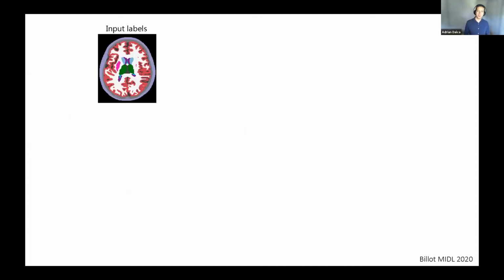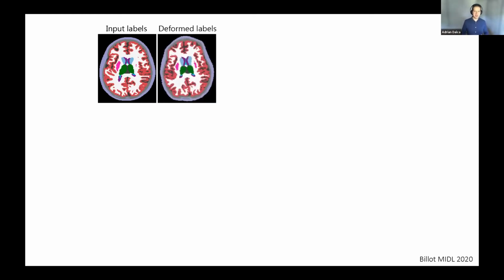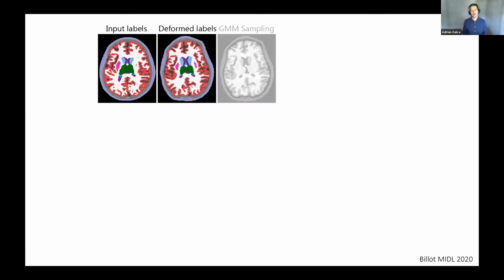Here's what we start with. We start with label maps. So we don't require any real images at all, okay? We're just going to start with label maps. And the idea here is we're going to use these label maps to generate a world of synthetic data that is unbiased in contrast. We're going to warp them in some completely random way. We're going to then sample some intensities.